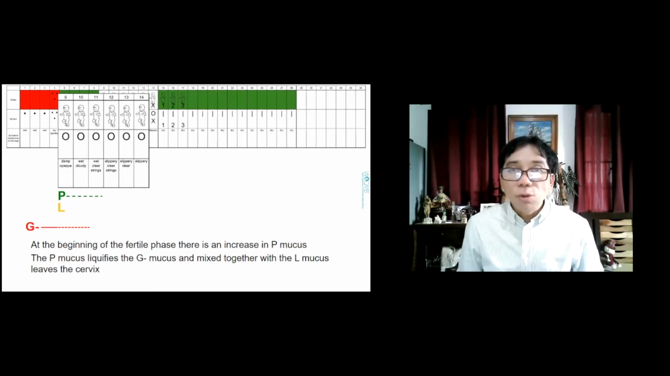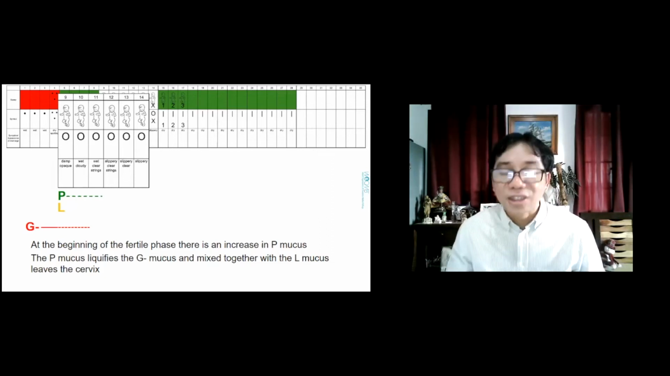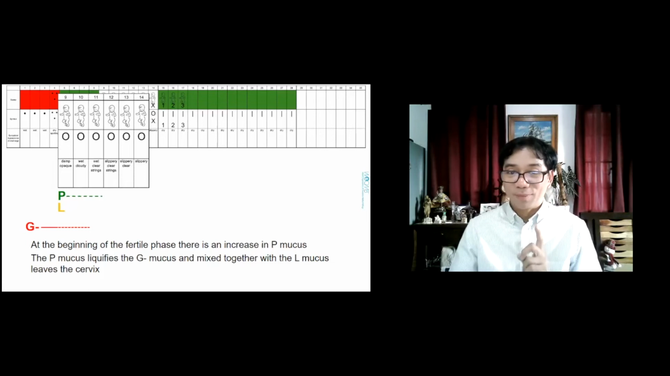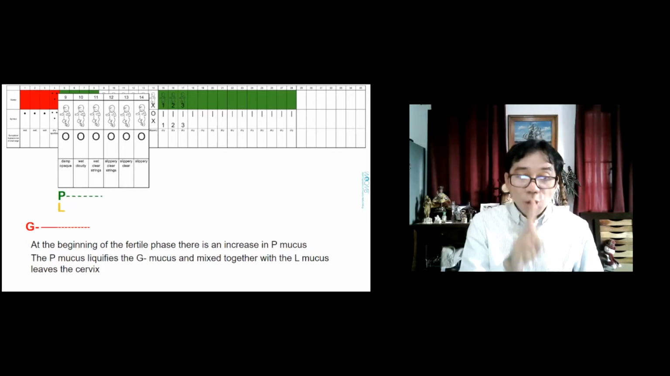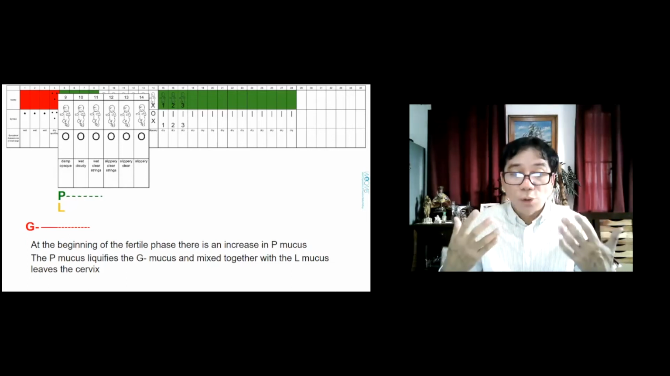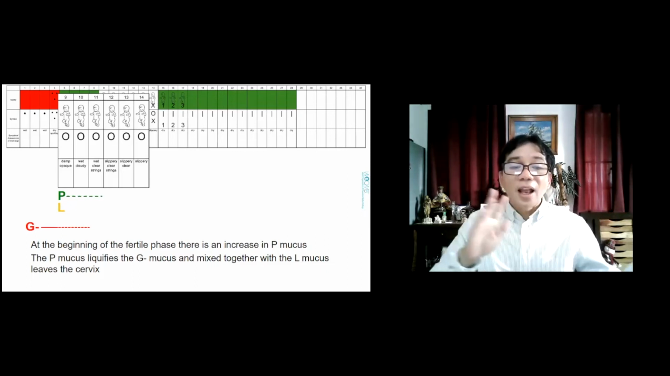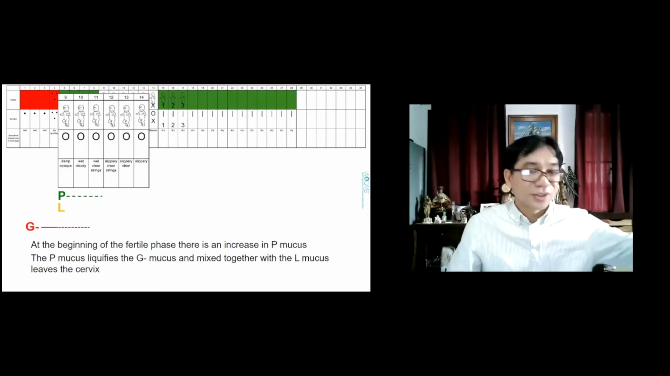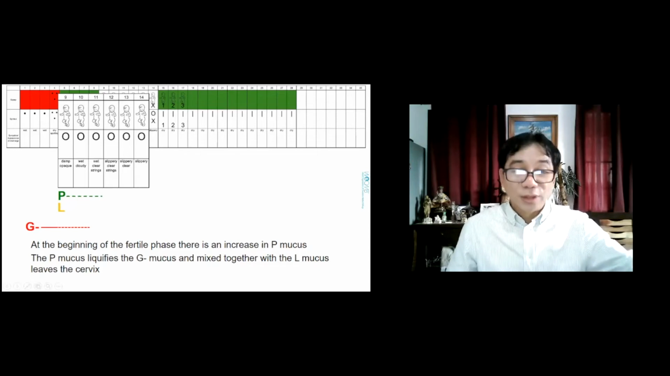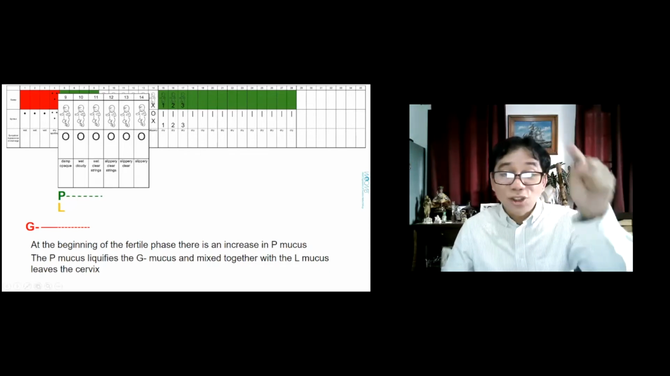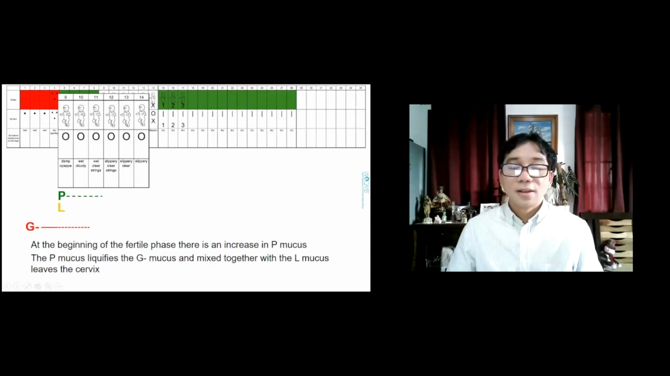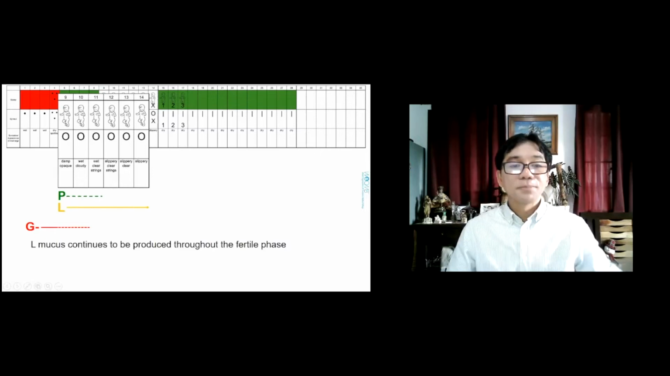How come the G mucus was dislodged out of the cervix? Because the P mucus liquefies the G. Clear po yun. Okay? The P mucus liquefies the G mucus and, mixed with the L mucus, leaves the cervix. Okay? So the L mucus now will immediately appear after the P.